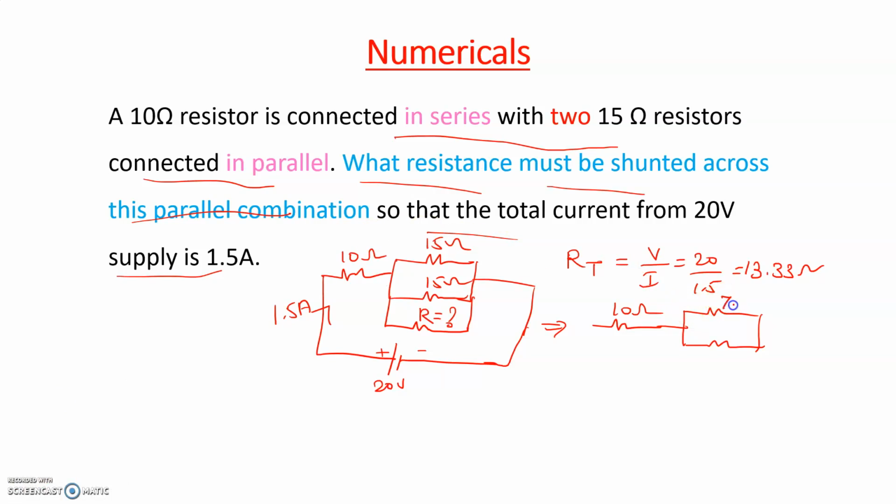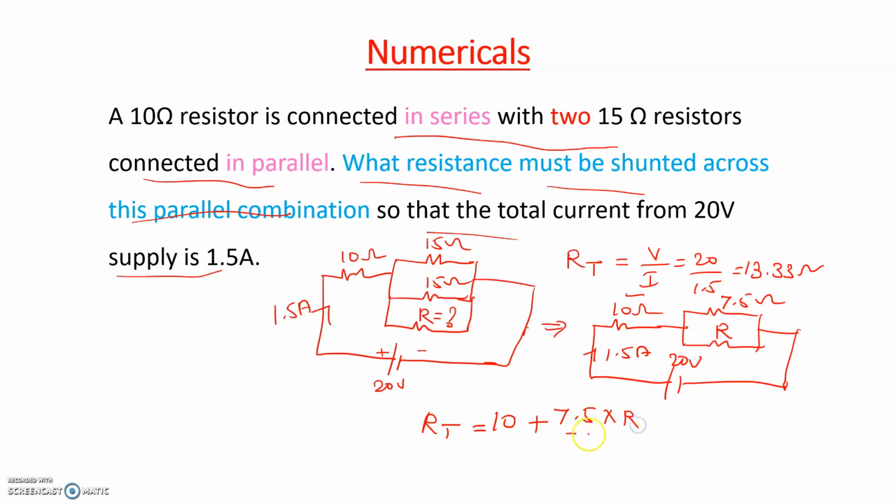This will be 7.5 ohms in parallel with R, connected across a 20 volt source, taking a current of 1.5 amperes. Now to find the value of R: RT, the equivalent resistance of the circuit, is equal to 10 ohm plus the parallel combination 7.5 into R divided by 7.5 plus R.